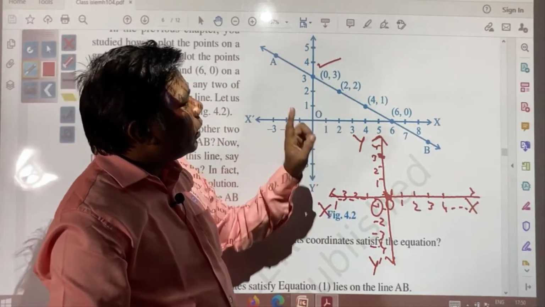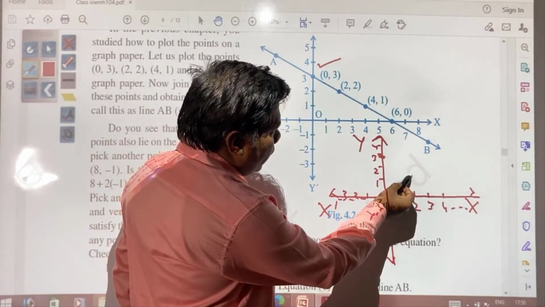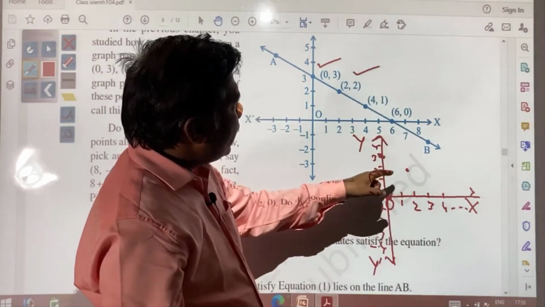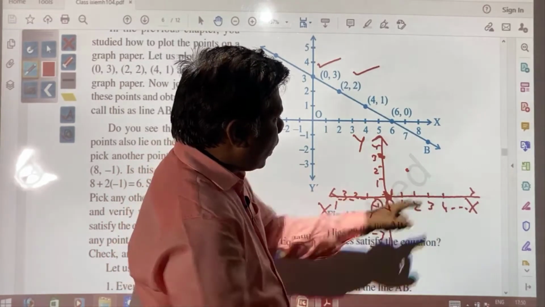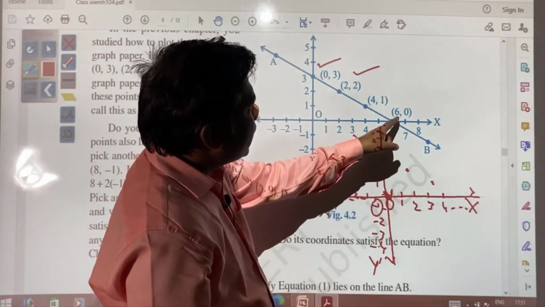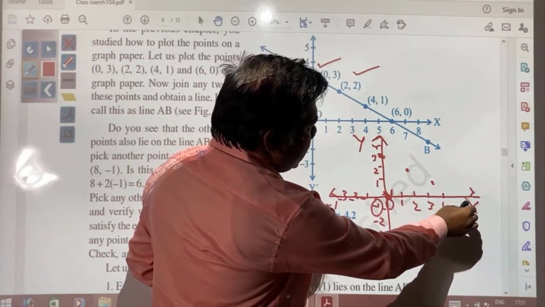Now the second coordinate you have is 2 and 2. So here you see 2 and 2; somewhere here this has been taken. And then the third coordinate you have is 4 and 1. So 4 and 1, here somewhere it will be. Then you have 6 and 0; here it will be 6 and 0.